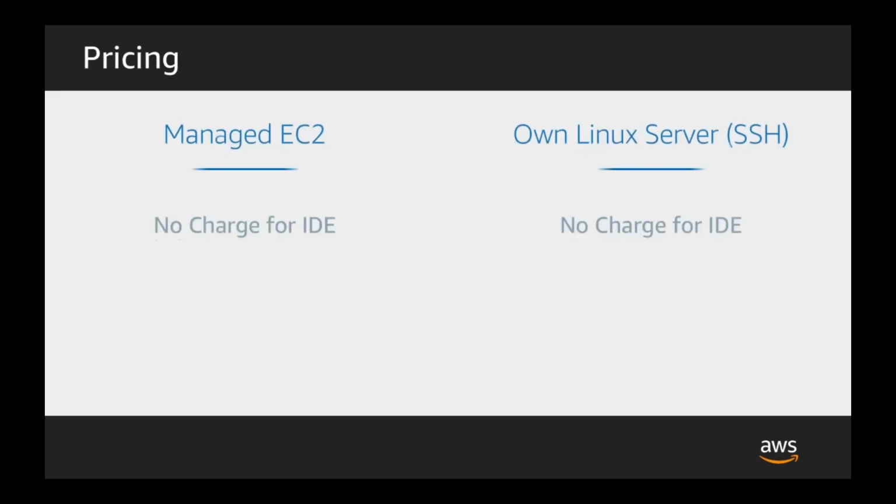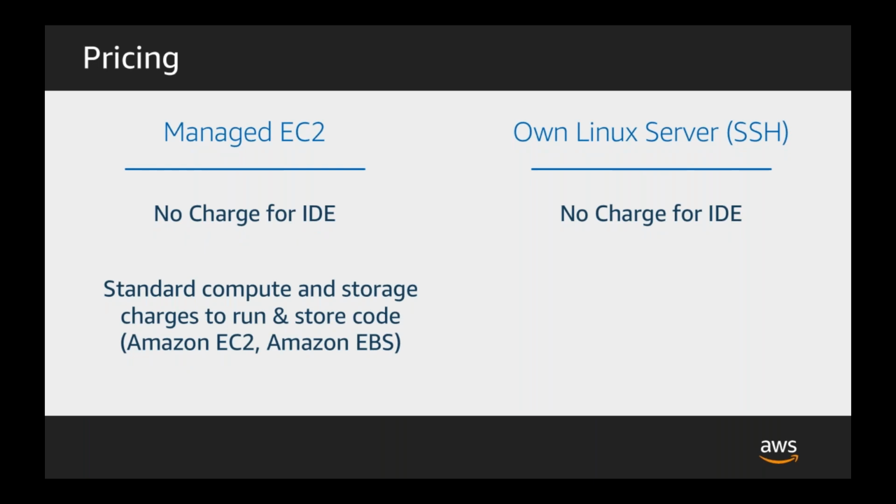Now, there's no charge for using AWS Cloud9. You only pay for the resources that you use. So if you choose to use your own Linux server and use SSH access, as I mentioned early on in the session, then there's no additional charges for you to use AWS Cloud9 at all. If you want to use the managed EC2 option, then again, there is no charge for the IDE, and you just pay the standard compute and storage charges to run your code on that Linux instance.